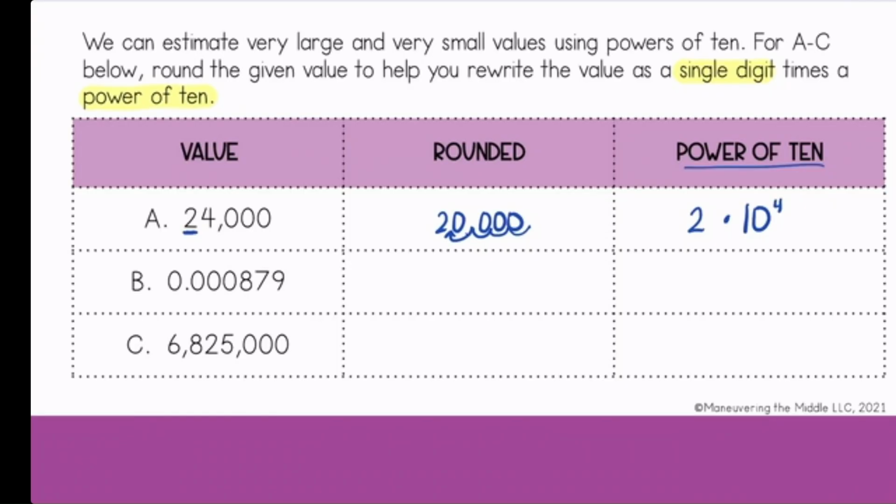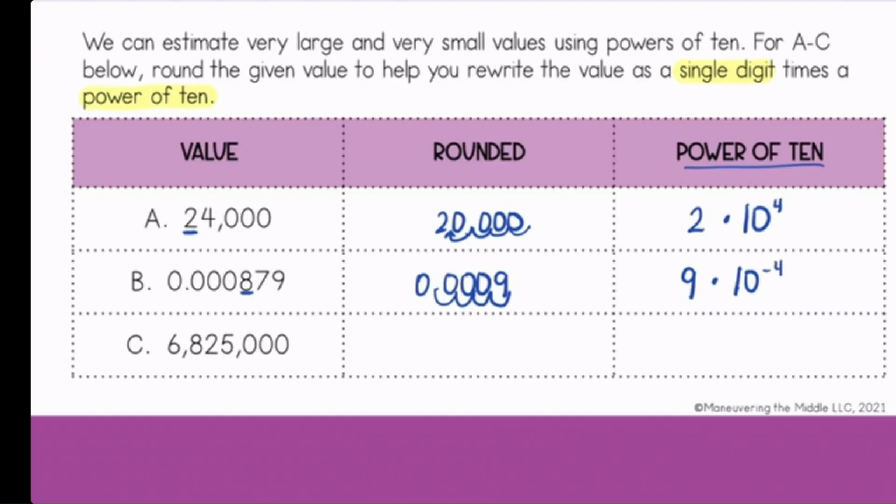Looking at B, we have this really small decimal, and in the largest place value, the non-zero digit is that 8. When I look to the right of 8, the 7 tells me that I can round that up to a 9. So I'm first, in standard notation, rounding this up to a 9. Now I'm going to write it as a power of 10 by converting it into scientific notation. So I can see that we can estimate that very small decimal by saying that it is about 9 times 10 to the negative 4th.